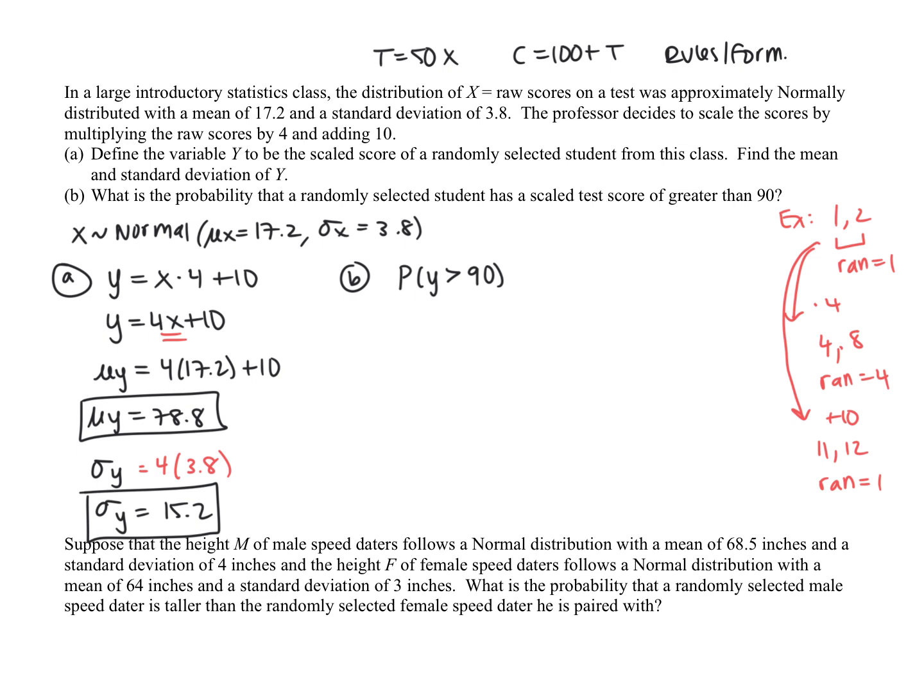If x is normally distributed, y is normally distributed, right? Adding, multiplying is not going to change the shape. So we're going to say that y is normal. The mean is 78.8. The standard deviation is 15.2. Remember in the book sometimes changes these to z-scores. You don't have to do that. Please don't. It's a waste of your time.